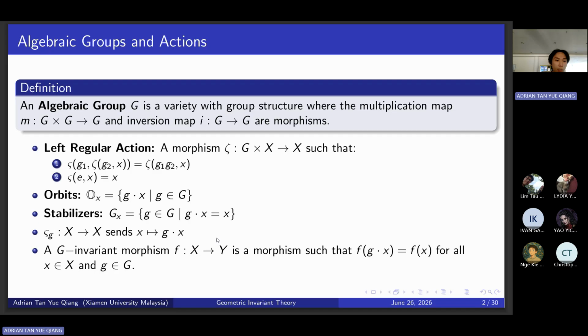which is normally seen, and the orbits. The orbits use this notation, and stabilizers and so on. A G-invariant morphism is a morphism that is constant on all orbits of any action of G.